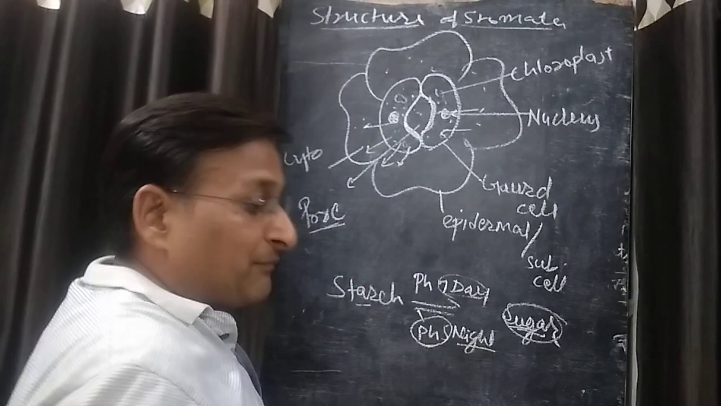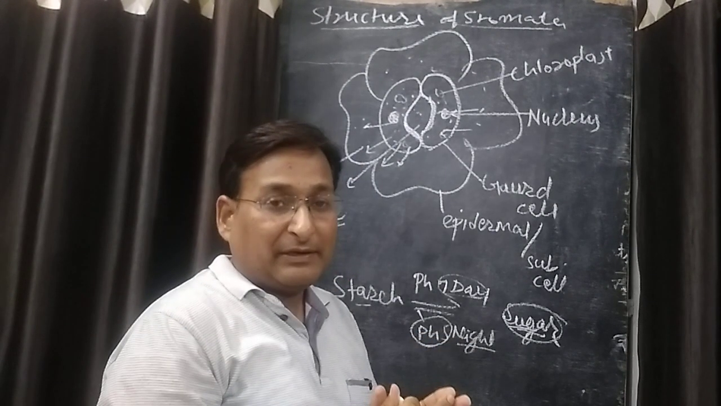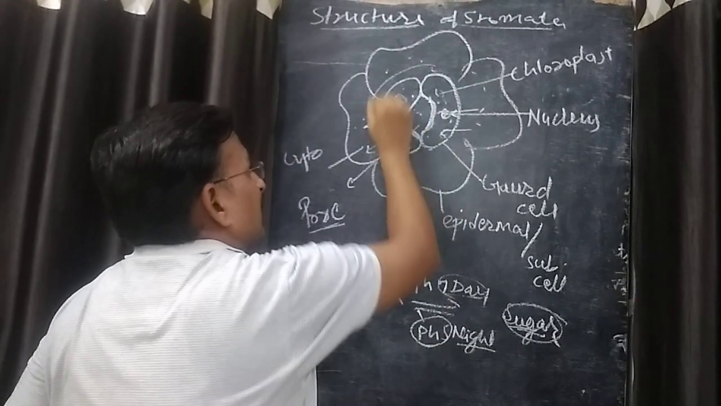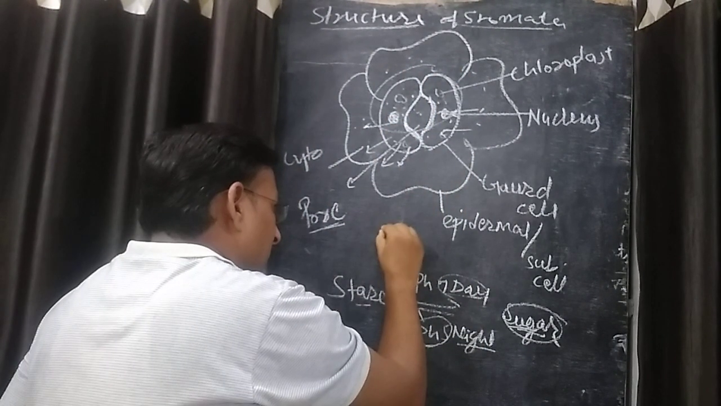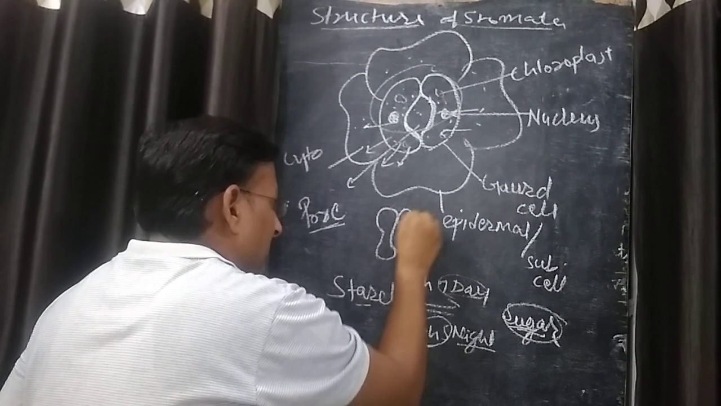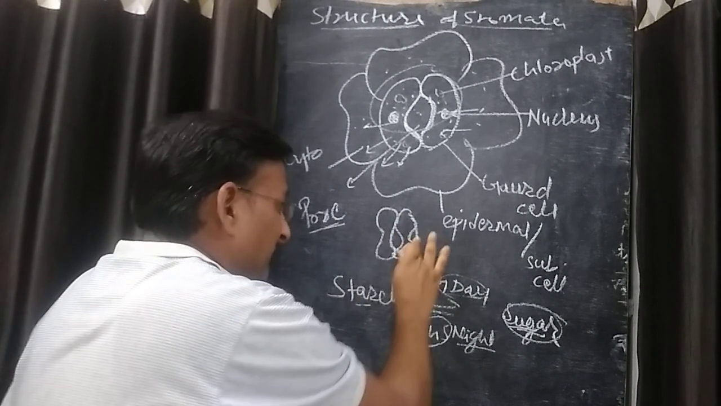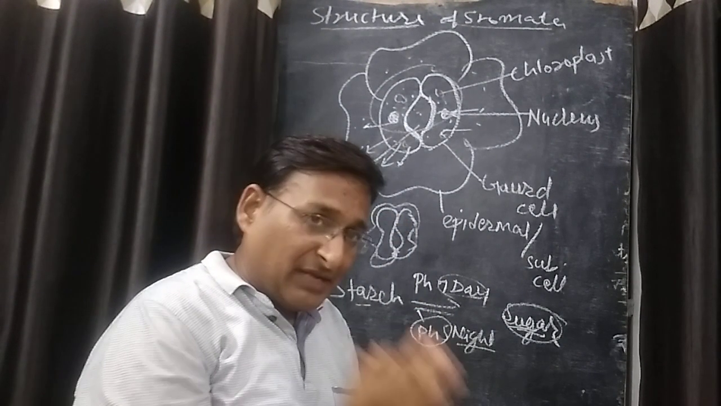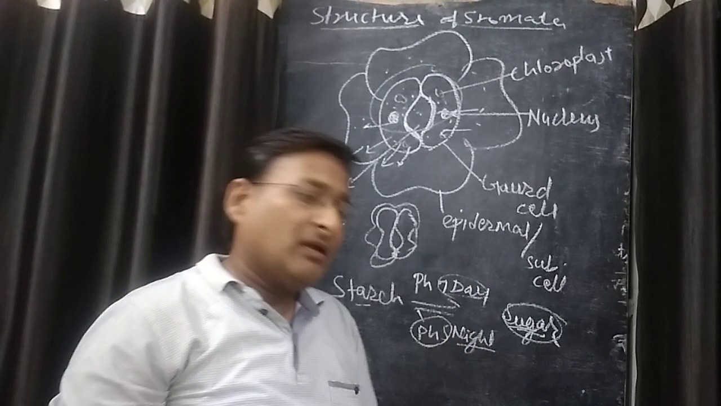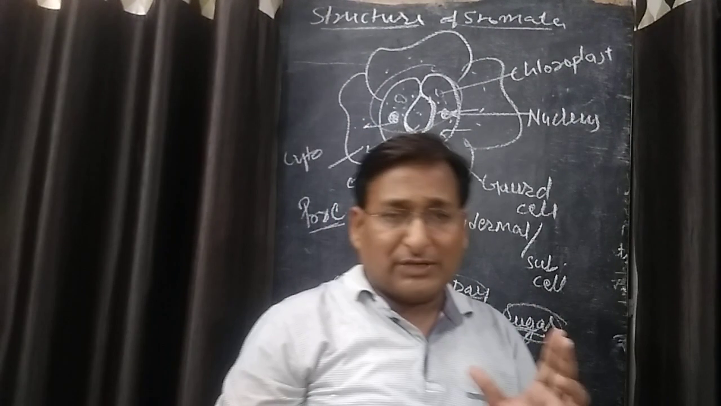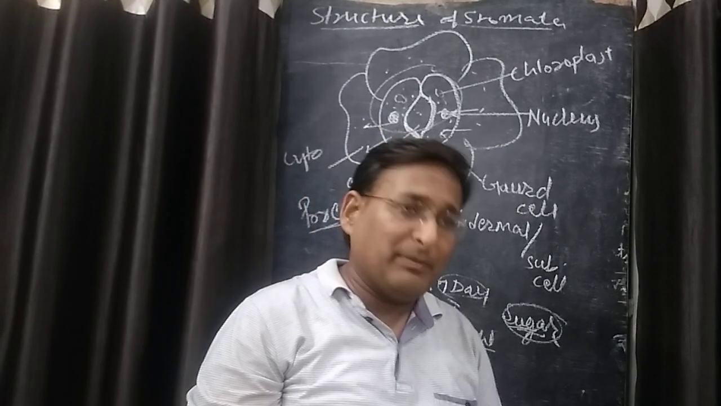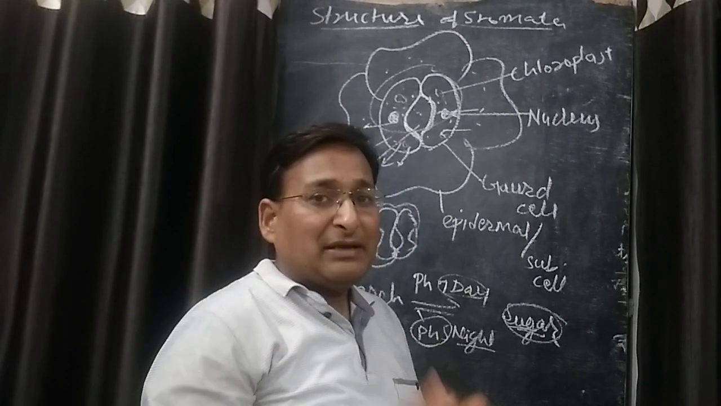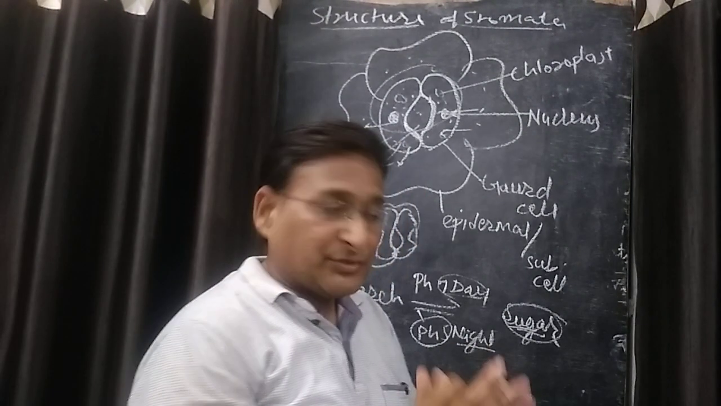One question arises in our mind: a specific family, Gramineae, does not contain kidney-shaped stomata, but it contains dumbbell-shaped stomata. So the Gramineae family is the only family which contains dumbbell-shaped stomata. On this basis, a question is put in the exam: which family contains dumbbell-shaped stomata? So it is very clear that the Gramineae family contains dumbbell-shaped stomata.